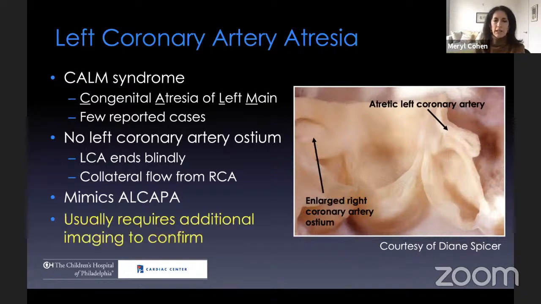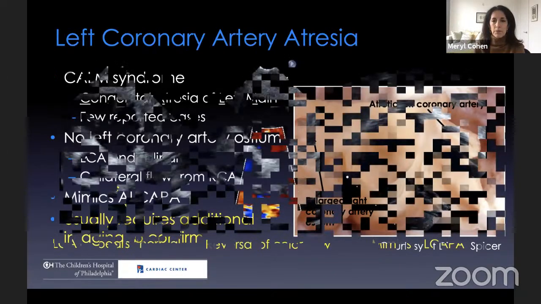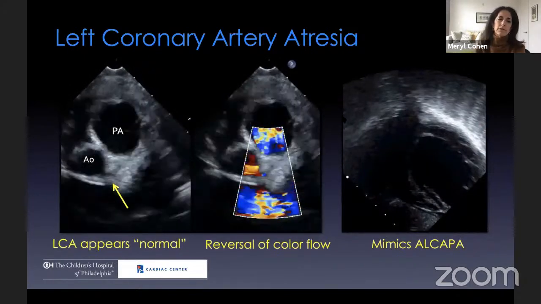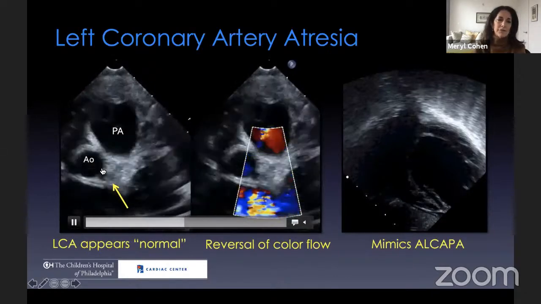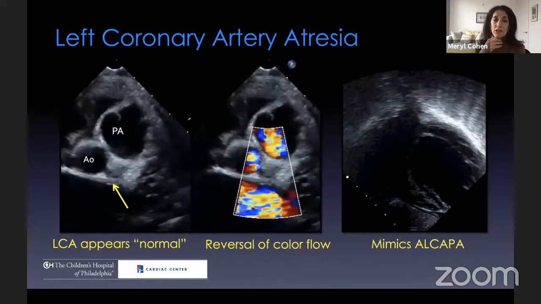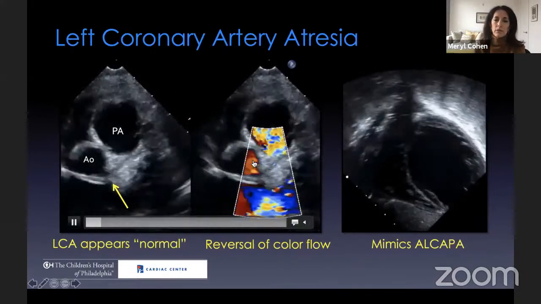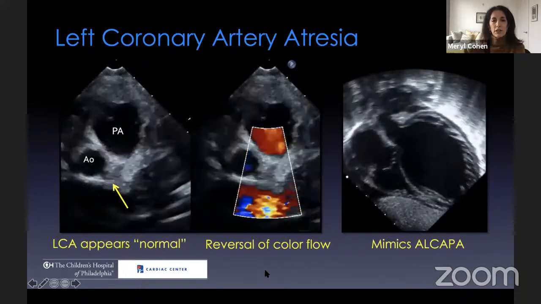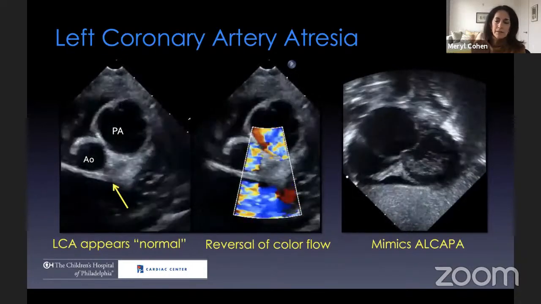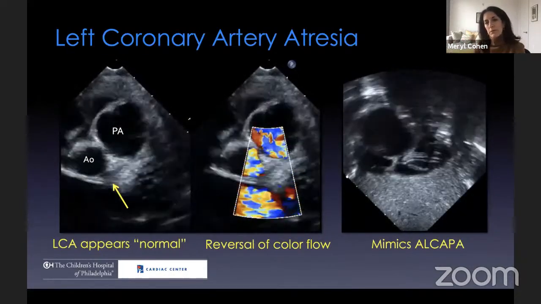This looks very much like ALCAPA, and it usually requires additional imaging to confirm, because in these cases, you will not see retrograde flow of a coronary going into the pulmonary artery. Here's an example of a patient who has left coronary artery atresia. Again, the left coronary artery looks relatively normal, like it's attaching to the aorta there.